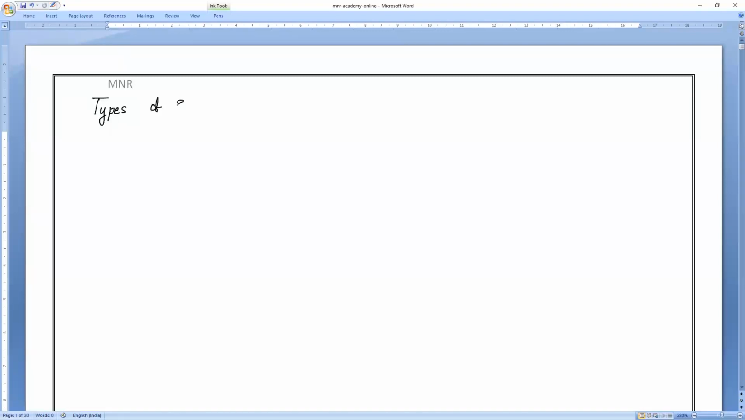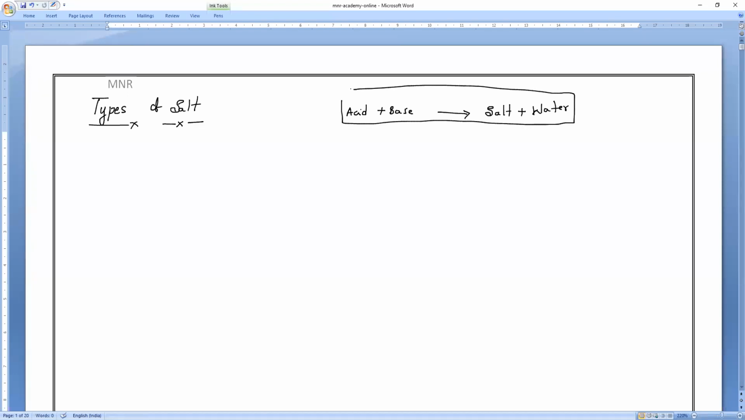Basically, what is the most common method of production of salt? Everybody, all of you? Yes, please. The neutralization, the general method. If acid reacts with a base, it produces respective salt and water. So this is the generalized method of production of salts. Now from this equation only, we are going to derive the types of salts.